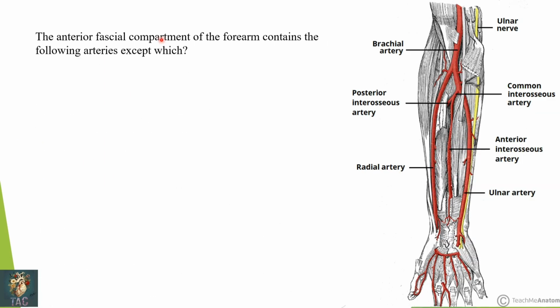Now, the anterior fascial compartment of the forearm contains the following arteries except which: brachial, anterior interosseous, radial, ulnar and profunda. So all these arteries, the anterior and the posterior interosseous arteries, the ulnar artery, the radial artery are present over here. The brachial artery divides in the cubital fossa, so it is not present in the anterior compartment, and this is the answer.